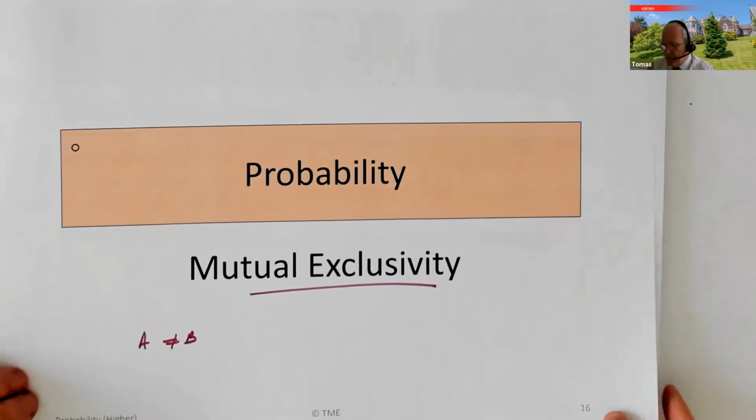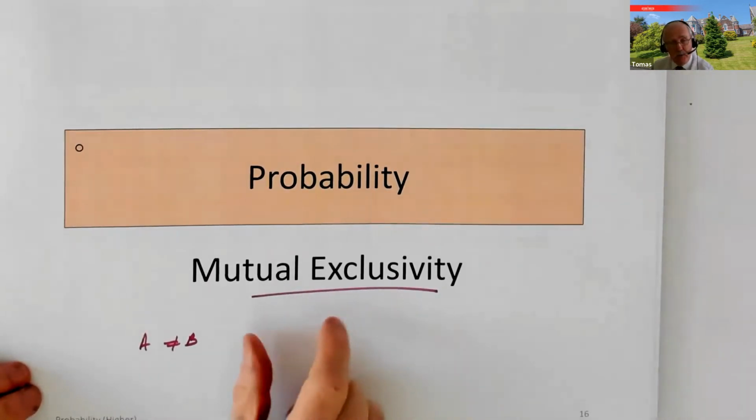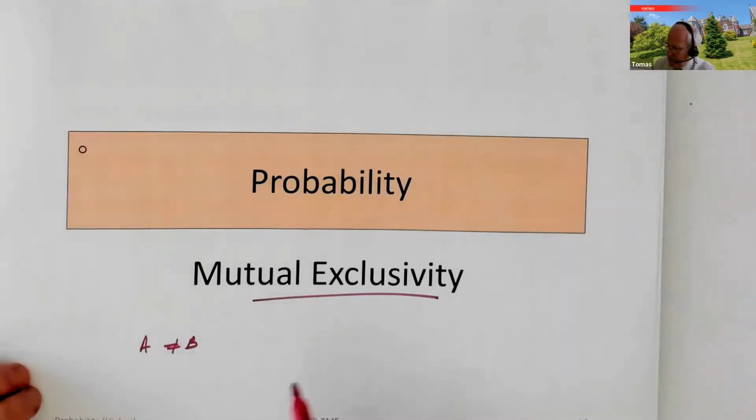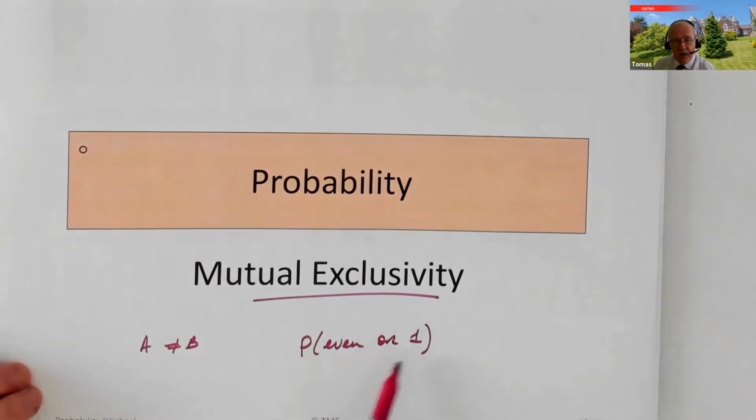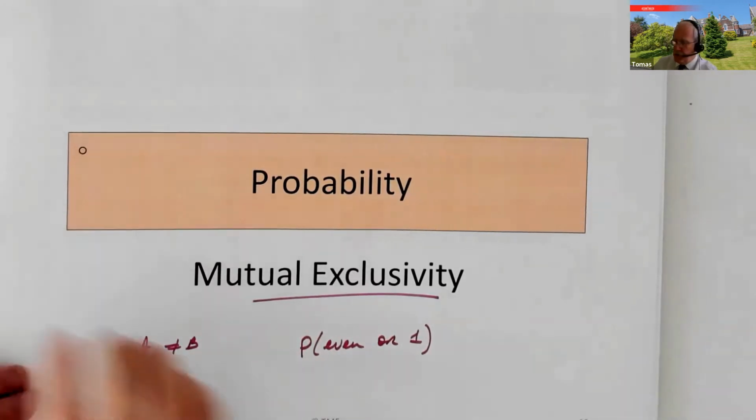So let's look at those. And that's where we noticed as well on mutually exclusive, when we said probability of even or a 1, I can't be even and a 1. So they were considered to be mutually exclusive.